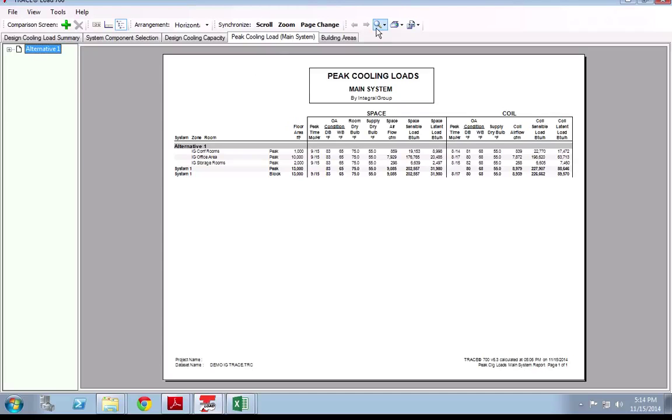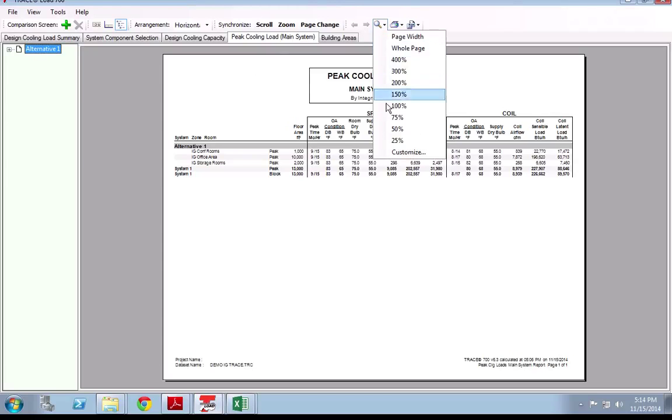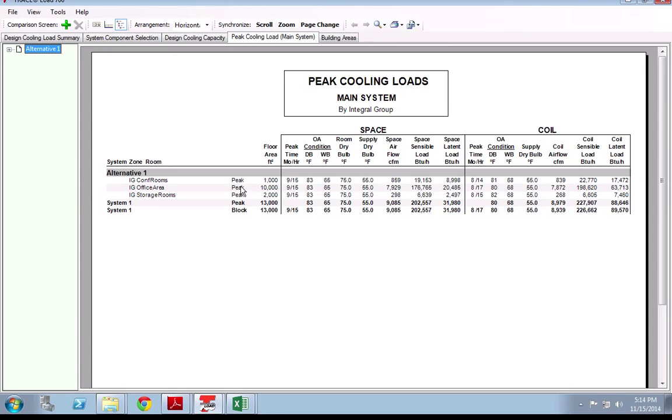Here, this is actually a really useful report. Peak cooling loads, main system. Here it will list out all the different rooms, the floor area of that room, when each one of those rooms peaked, and their loads. And you can also see the peak time. It changes for these different coils.